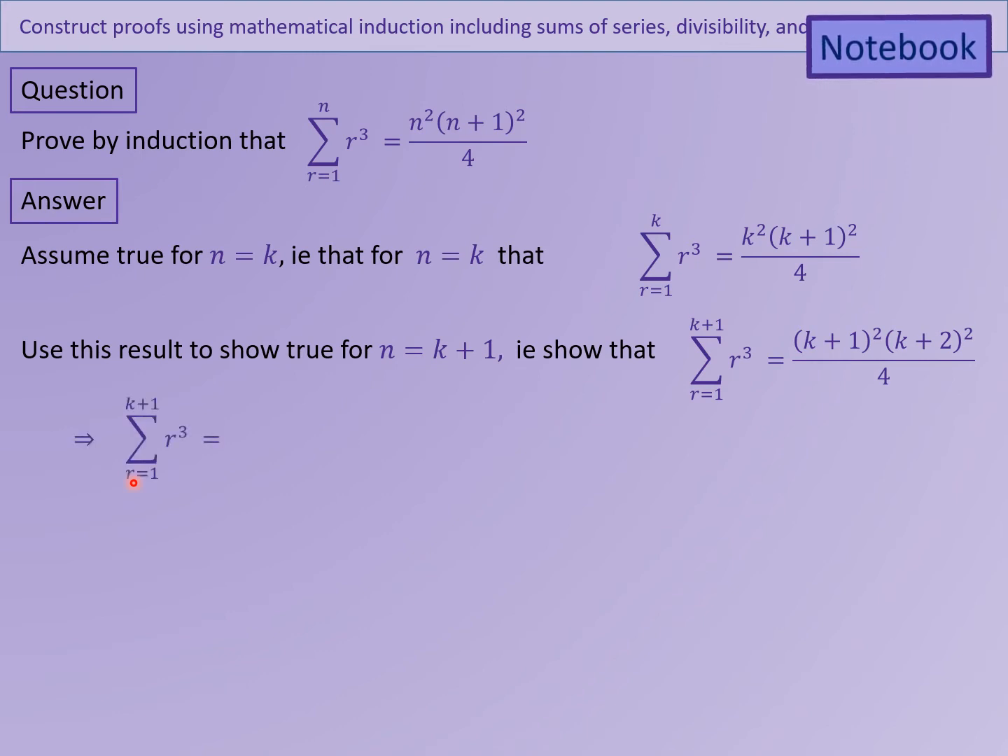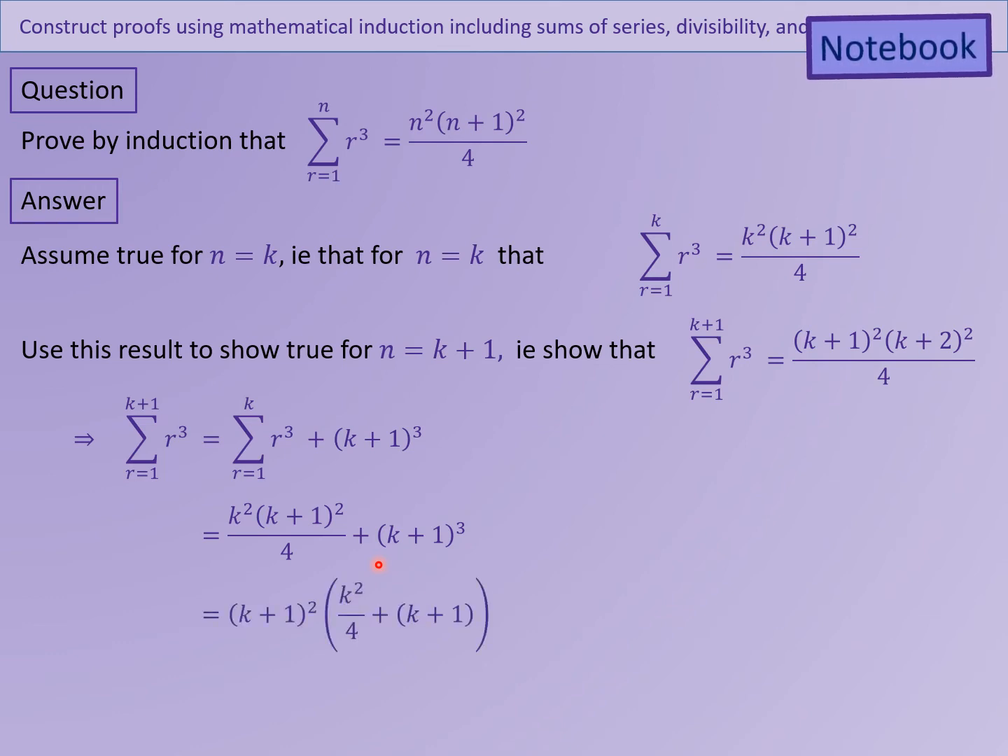So we're going to start by saying, well, the sum of the first k plus 1 cube numbers is the sum of the first k cube numbers plus the next cube number, which will be k plus 1 cubed. This is just the rule, r cubed, but with k plus 1 substituted in. Now we've already got an assumption that the sum of the first k cube numbers is this. So we can already say that that is k squared, k plus 1 squared over 4 as part of our assumption. So we're going to replace that there. We now need to combine these into one term, so we need to get them over a common denominator.